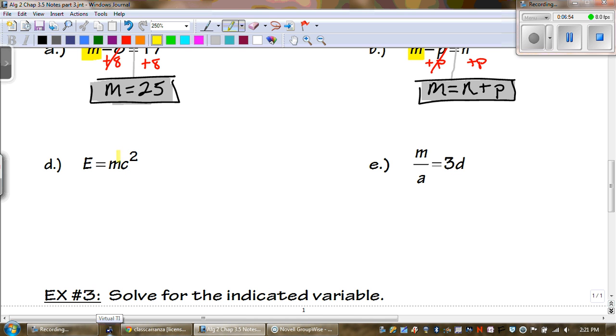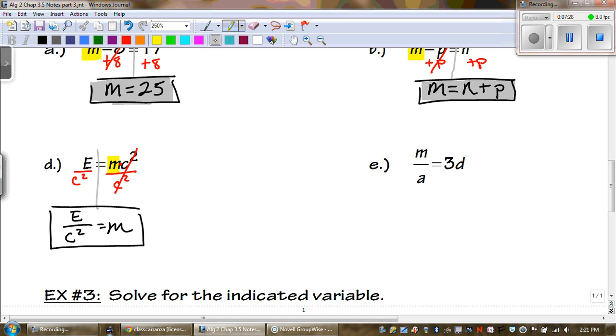Okay. So there's my m. If there's something next to it, it means multiplication. And how do we get rid of multiplication? With division. I want to get that c squared to the other side so I can cancel it. Sorry, I forgot to draw my line. And then we're left with e over c squared equals m. Okay.